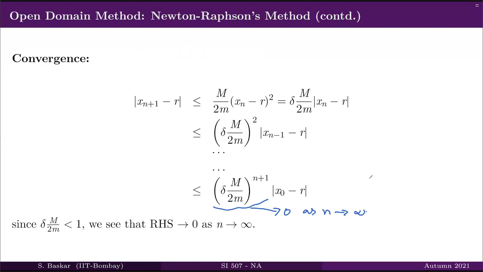And now how will you prove that the limit as n tends to infinity of mod xn plus 1 minus r divided by mod xn minus r, the whole square, is equal to mod f double dash of r divided by 2 into f dash of r? Well, I leave it to you to prove this, because the idea behind this is exactly the same as we have done with the secant method. We have completed the proof of the Newton-Raphson method convergence theorem.